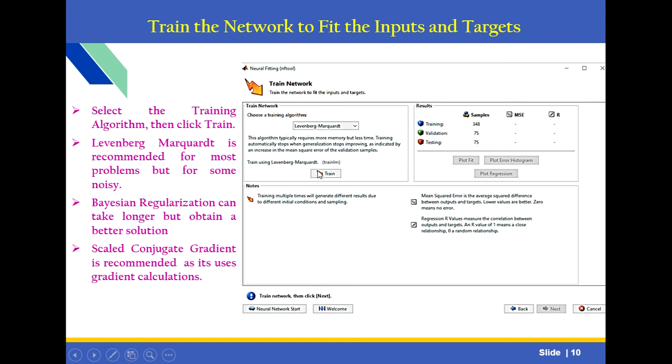Levenberg-Marquardt is recommended for most problems, though some are noisy. Then the next one, Bayesian regularization methods. Bayesian regularization can take longer but obtains a better solution. Then scaled conjugate gradient is recommended, as it uses gradient calculations.